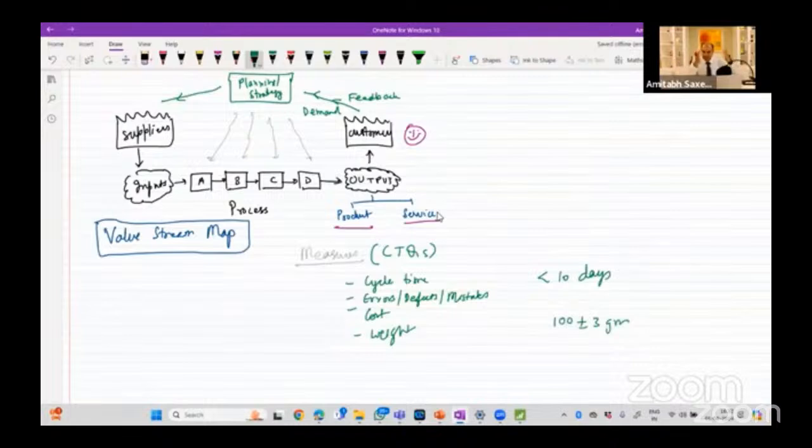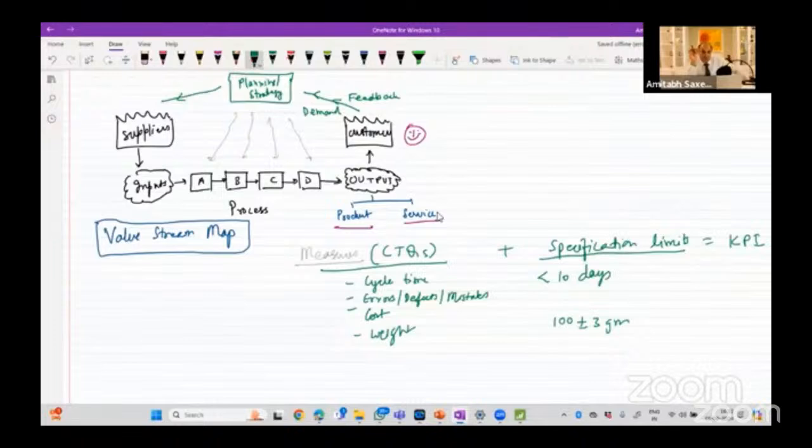Cost should be within those specified limits. Number of mistakes should be less than 10 per week. These are all specification limits. So CTQs combined with specification limits has got a name, which is known as KPI, Key Performance Index, or Performance Index.